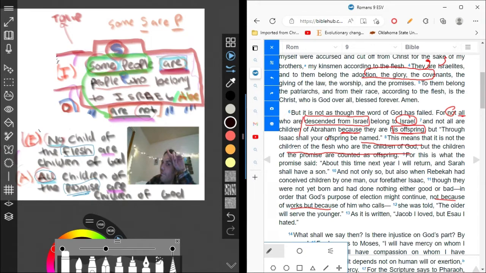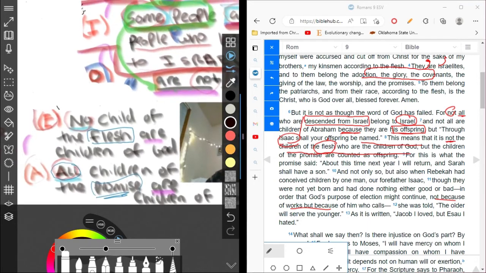But through Isaac shall your offspring be named. So it's not Ishmael, because you've got Ishmael and Isaac, but he's talking about it's through Isaac. He's the promised child. This means that it's not the children of the flesh. And here's our subject, the flesh, and not is your negation. So we can say that no children of the flesh are children of God.